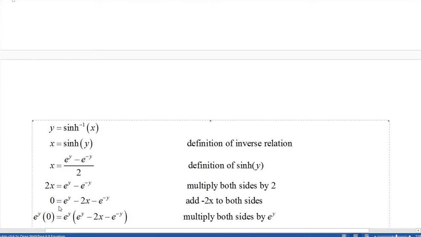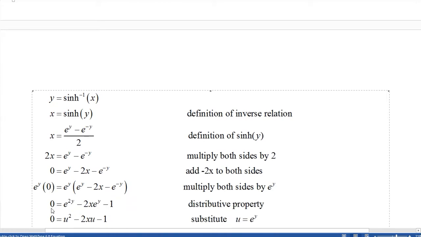Then we're going to multiply both sides of the equation by e to the y, which, of course, e to the y times 0 is still 0. e to the y times e to the y is e to the y squared, or e to the 2y. Then I've got negative 2x times e to the y, and e to the y times e to the minus y cancel out and make 1, but I've still got my subtraction. So this is 0 equals e to the 2y minus 2x times e to the y minus 1.